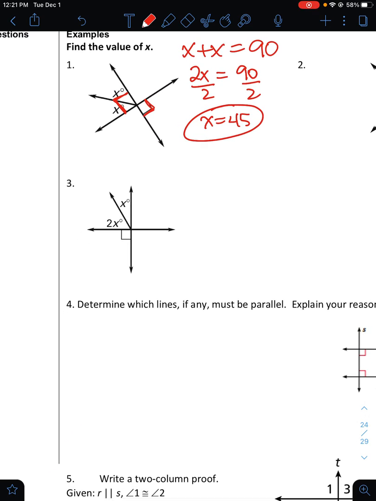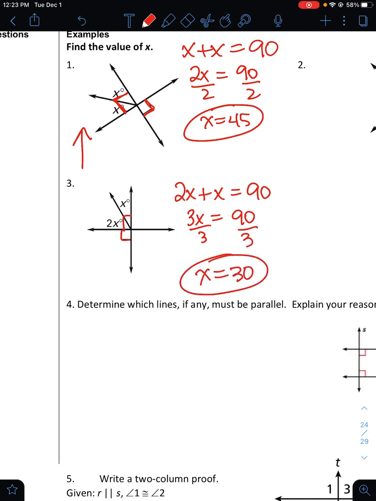Okay, number 3 here. This can also lead to what we talked about on example 1. If this is 90, this is also 90. So I can just add together x and 2x and set it equal to 90 and solve. So that would give me a 3x and then divide by 3. So we get x equals 30. So there's a lot of overlap here on which theorem you could use.